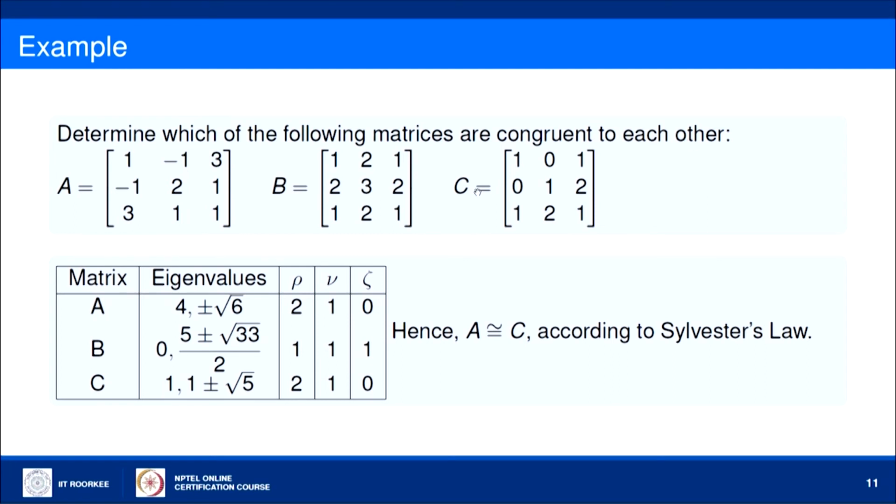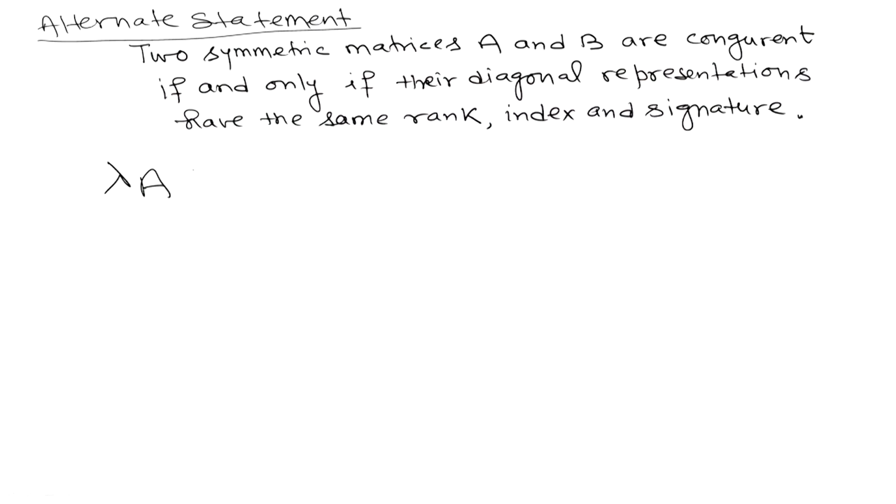So, all the three matrices are given, where the matrix A is 1 minus 1 3, minus 1 2 1, 3 1 1. The matrix B is 1 2 1, 2 3 2 and 1 2 1, and C has first row as 1 0 1, 0 1 2 and 1 2 1. So, if I calculate the eigenvalues of matrix A, they come out to be 4, root 6 and minus root 6.